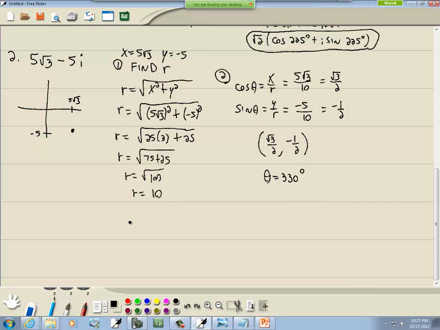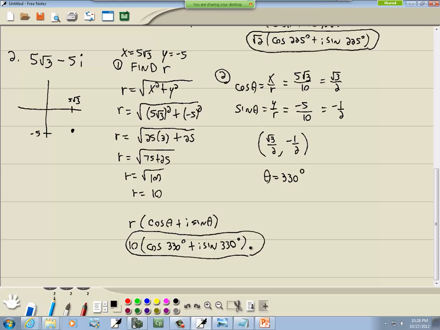Now our polar form is r times sine theta. Wait a minute. Try it again: cosine theta plus i sine theta. So r we said was 10, and then we got cosine of 330 degrees plus i sine of 330 degrees. Now we don't simplify that at all. That's actually polar form. So that's the form we wanted.